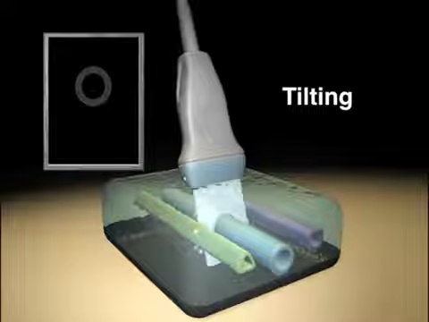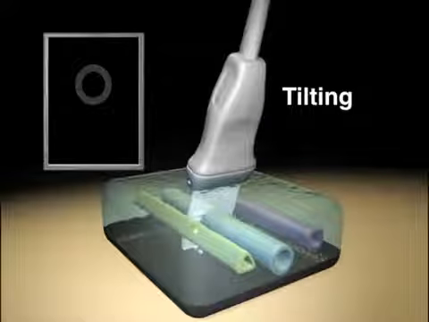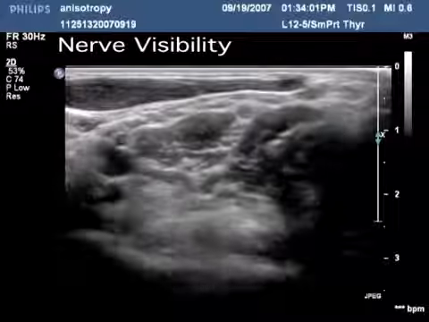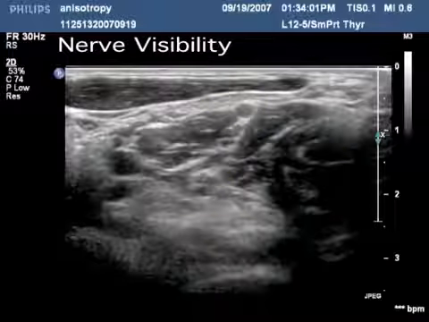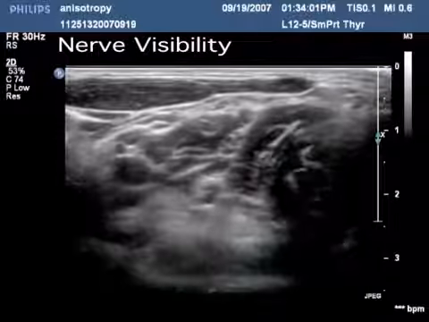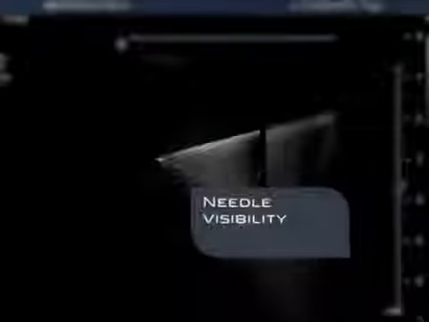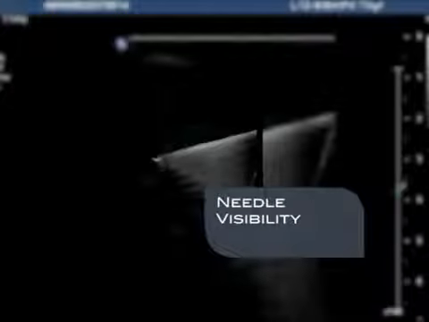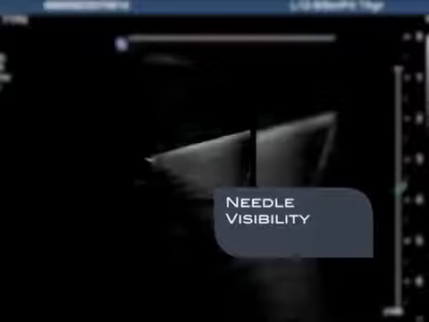In nerve imaging, it is critical to optimize transducer tilt to properly visualize nerve fascicles. Nerves are seen best when the scan plane is orthogonal to the course of the nerve. Given that we are most interested in nerves imaged on short axis, we will now look at how the needle will be seen as it approaches nerves.